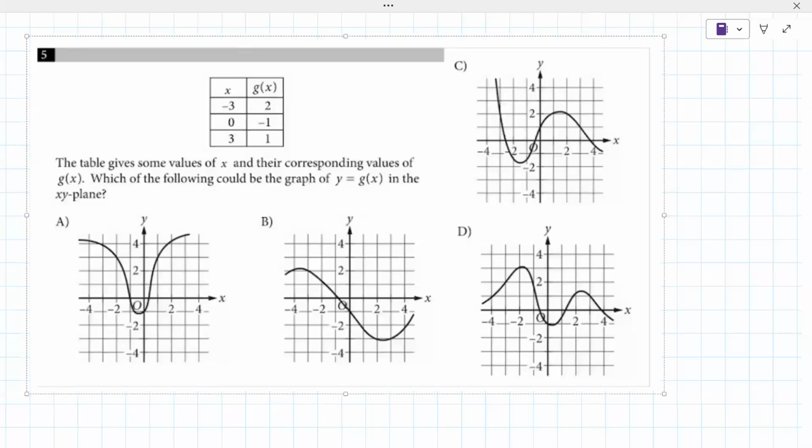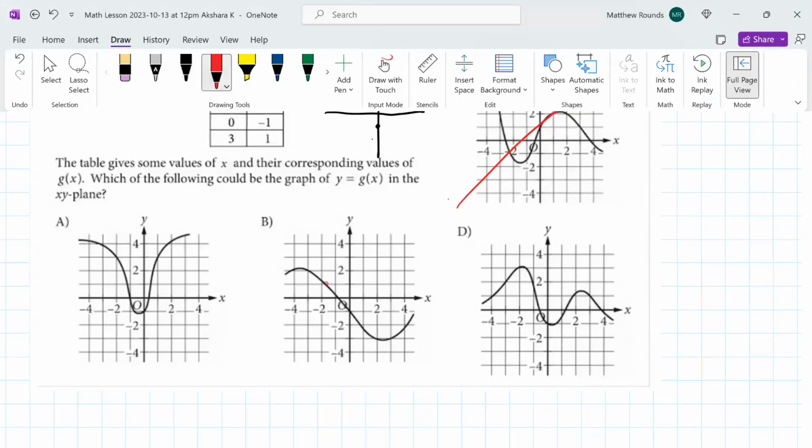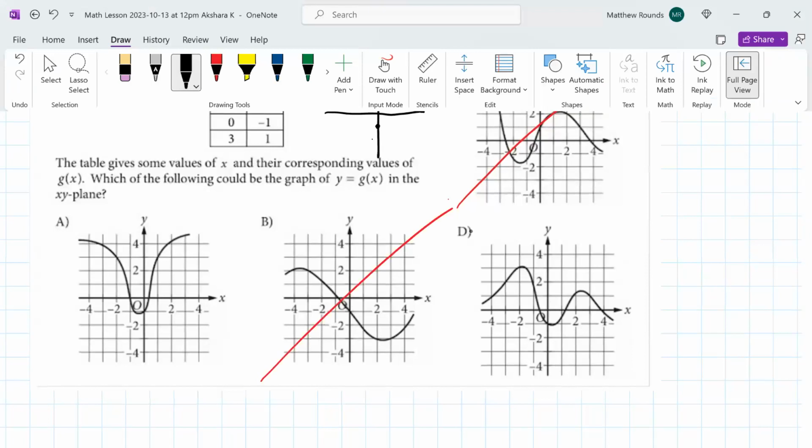Is it D? So it's definitely not C. Before I answer that, one thing I'll just suggest here is almost like doing the problem without looking at the answers, which is okay. -3, 2 is there, 0, -1's there, 3, 1's there. So it's got to have some sort of a shape like that. Now that eliminates B for sure. And then you get down to, yep, it's got to be D.